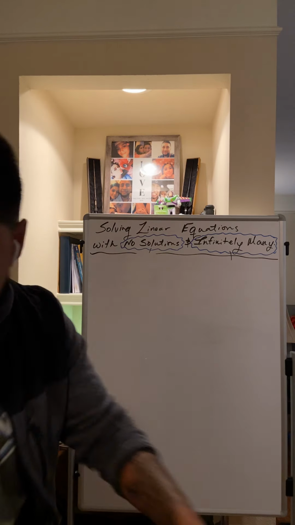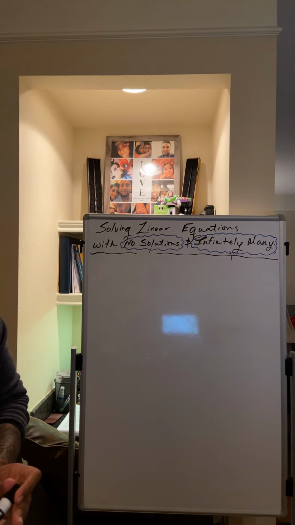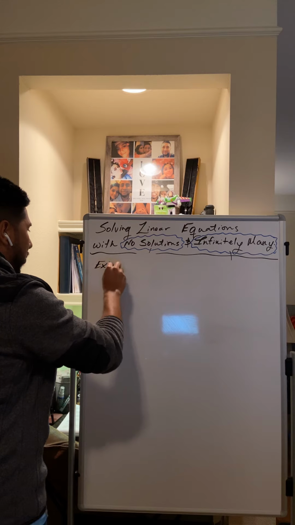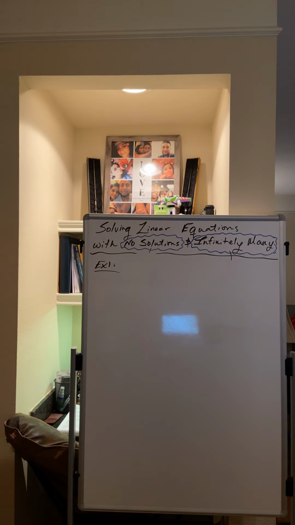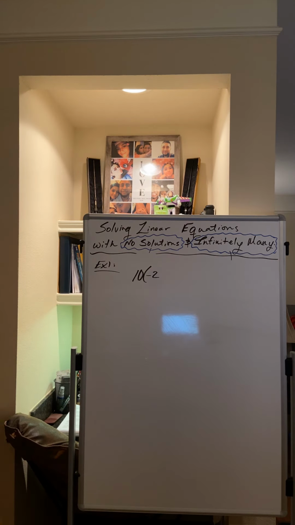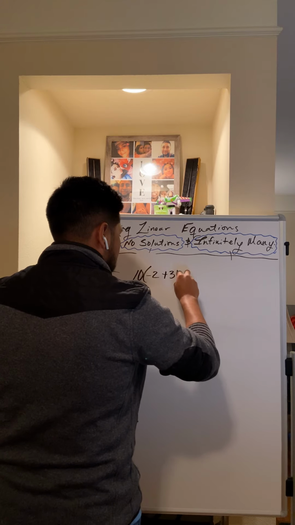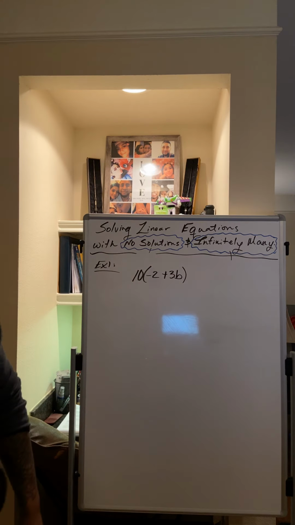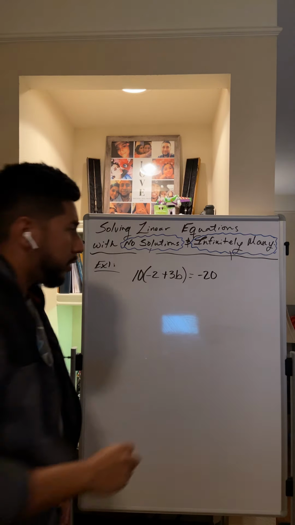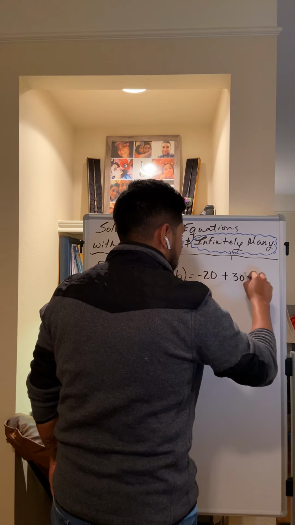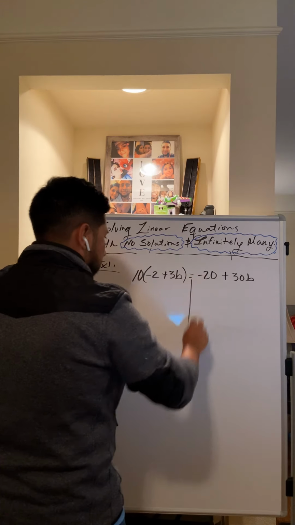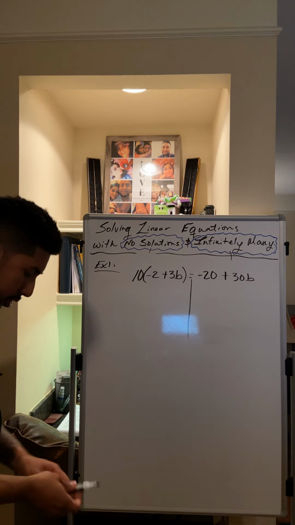All right, first problem. You tell me from your reference, is it infinitely many or no solution? Example 1, we have 10 times the quantity negative 2 plus 3b equals negative 20 plus 30b. Just like before, we're going to start solving. We should already know the drill.